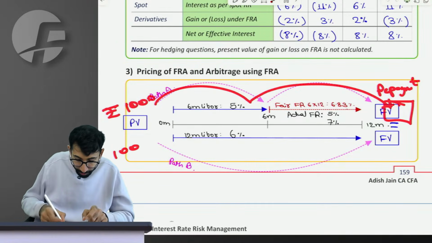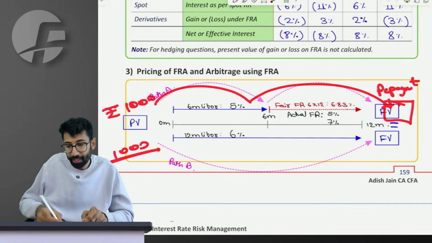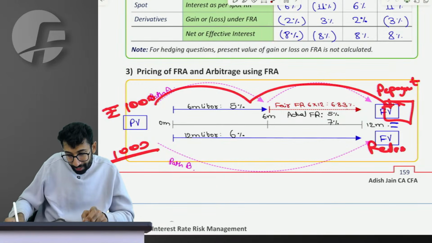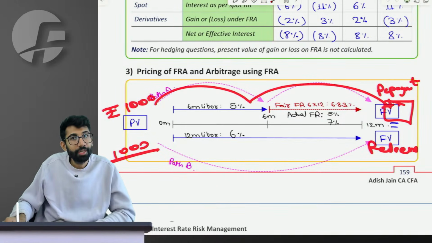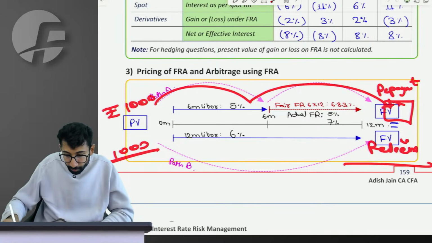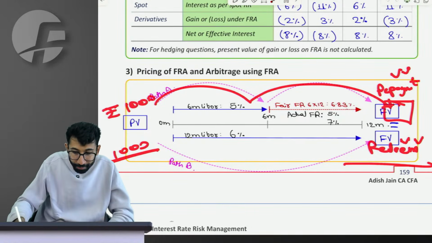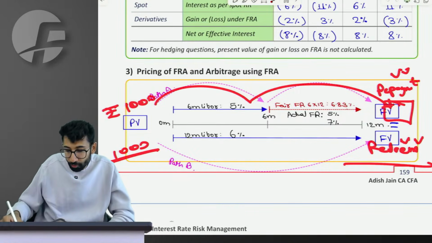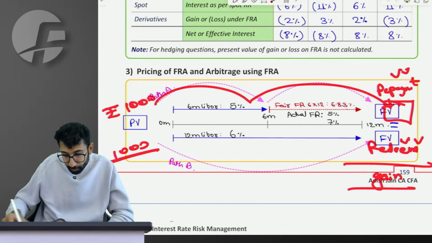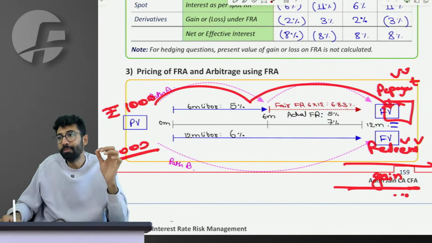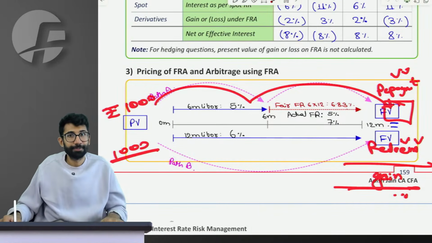Step 2 is you invest the same 1000 rupees here. So you find the amount of redemption here. From the redeemed amount, if you repay the borrowed amount, you will automatically get a gain, which is your arbitrage gain. That simple is the process of arbitrage.